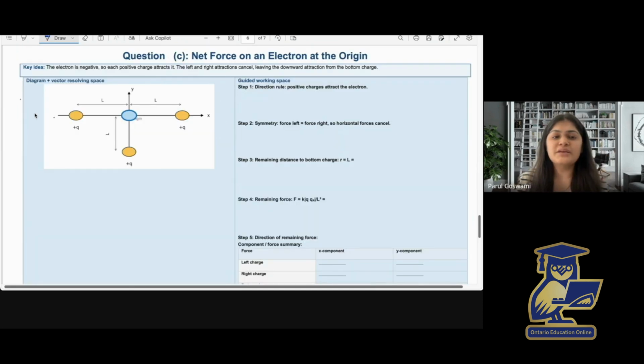Let's solve part C, in which we are required to determine the net force on an electron at the origin. The electron is negative and each surrounding charge is positive, so the force between the electron and a positive charge would be attractive. We have to keep this in mind while determining the force vector. Secondly, this electron is going to experience force from all three charges: charge 1, charge 2, charge 3. So we will begin by drawing the force vectors between all these three charges, and then we will solve the net force.